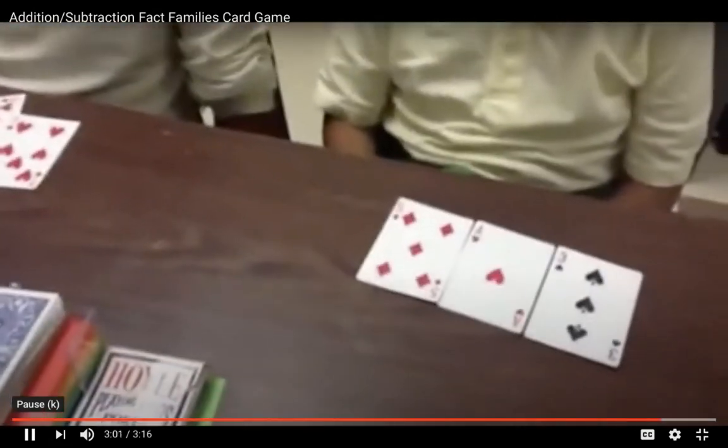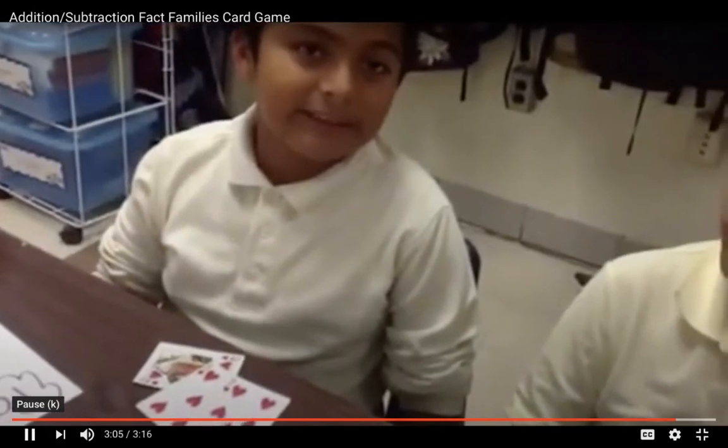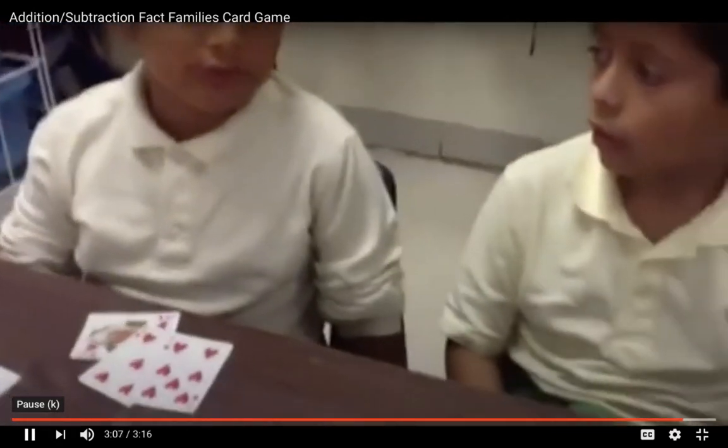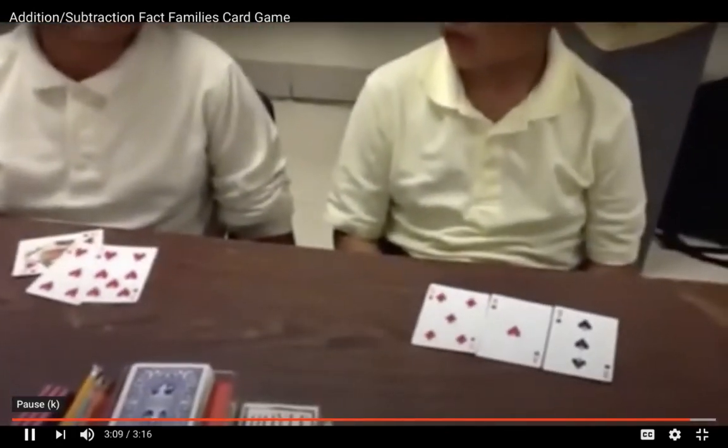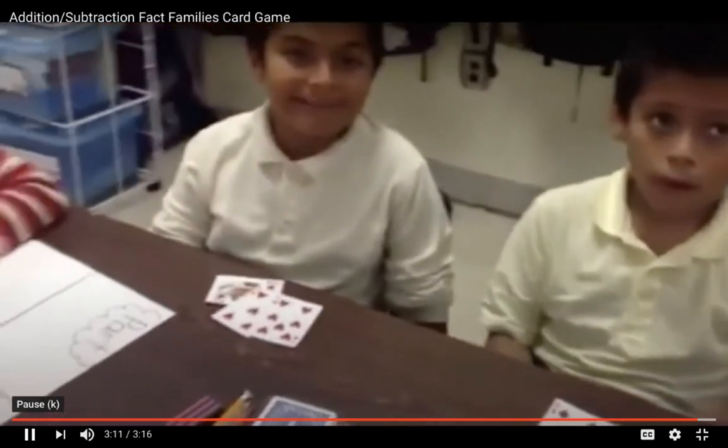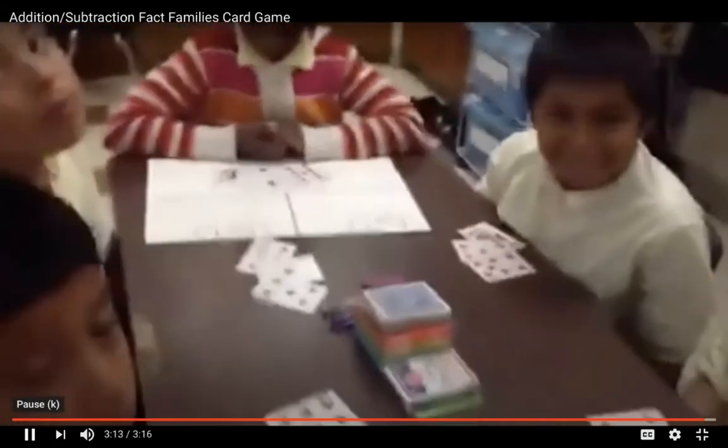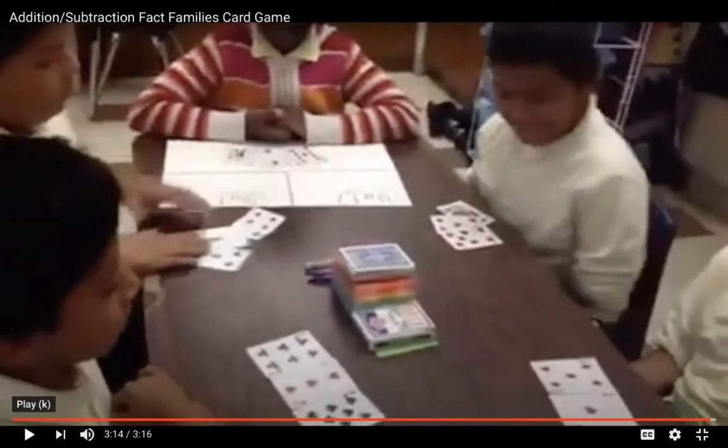Subtracting. Does it work as well? Yes. Okay, how so? If you take away, 8 take away 5 equals 3. Okay. And 8 take away 3 is 5. Fantastic. Thanks for sharing, guys. I'll go ahead and let you get back to your fact family.